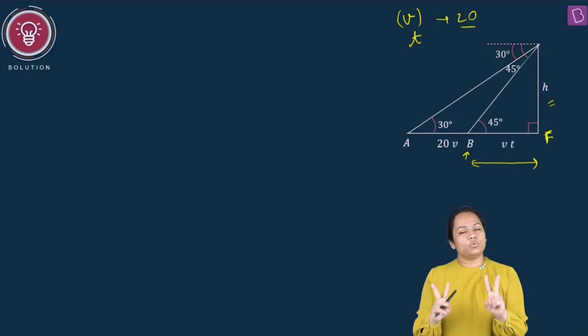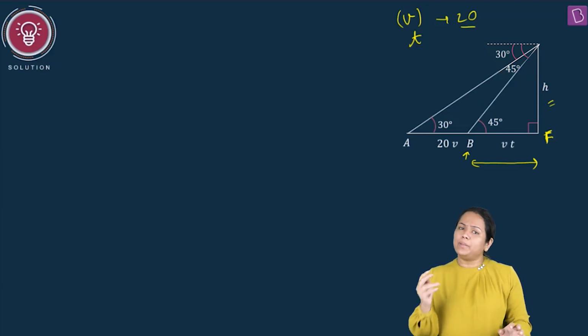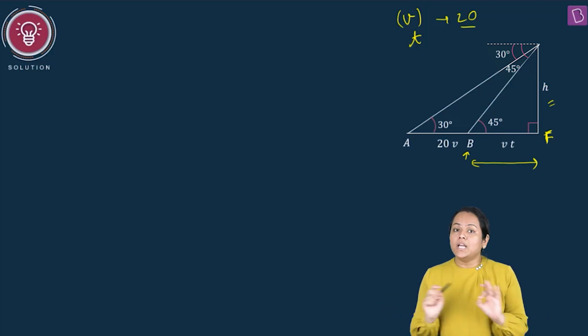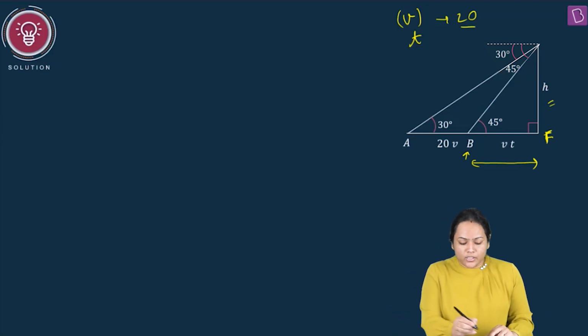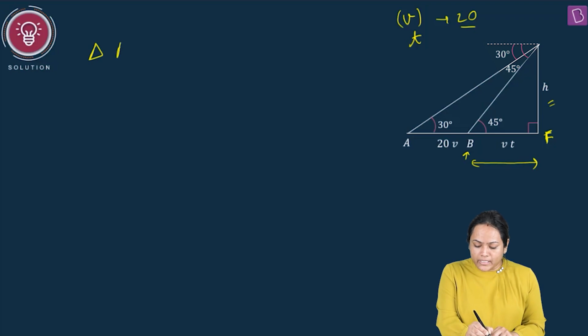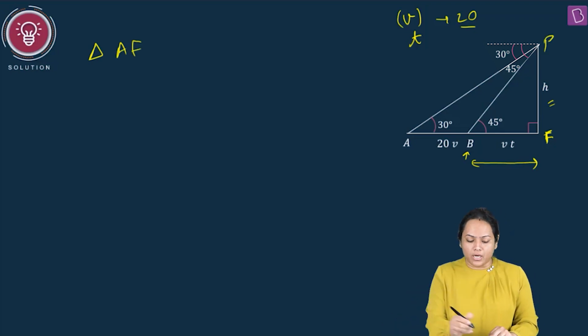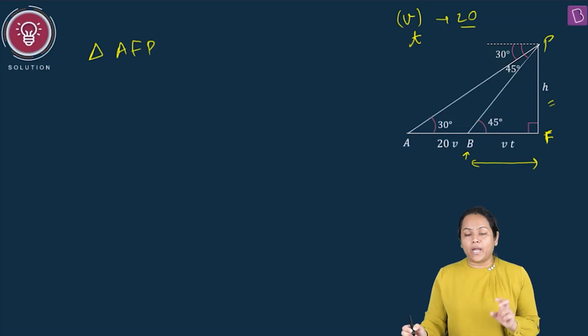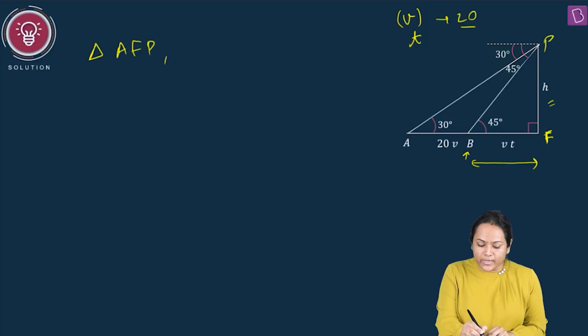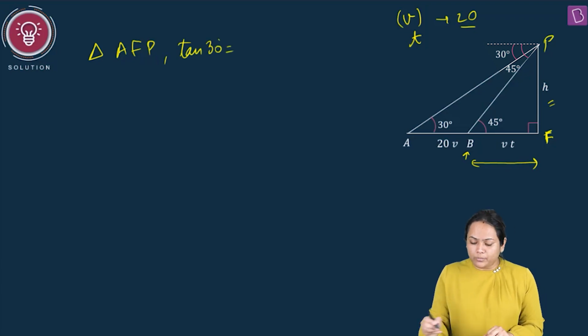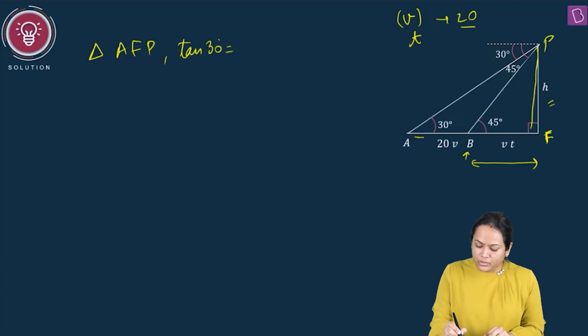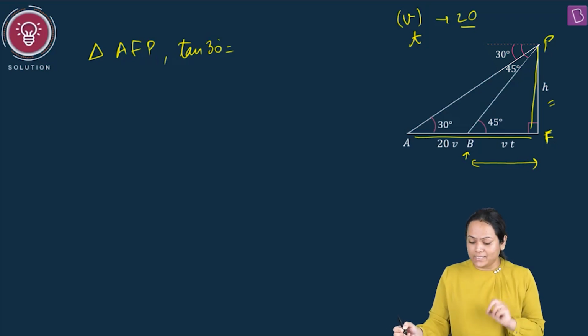So here we'll have two right angled triangles. We have to apply the tan theta formula. That's it. Nothing more you have to do here. So considering my first triangle AF, and let's take the point as P, the top of the tower. So I have my triangle AFP. In this, when I apply my tan 30 degrees, I can say that it will be equal to perpendicular PF divided by base, that is AF.